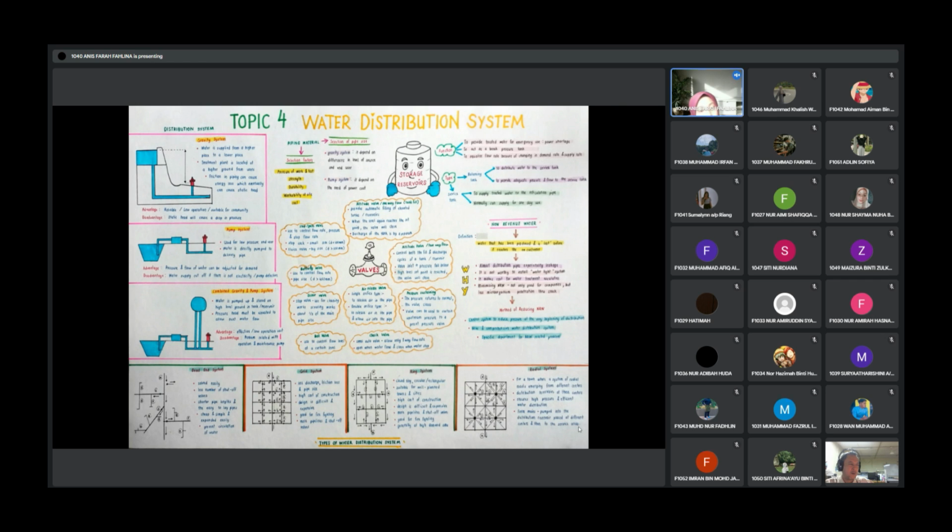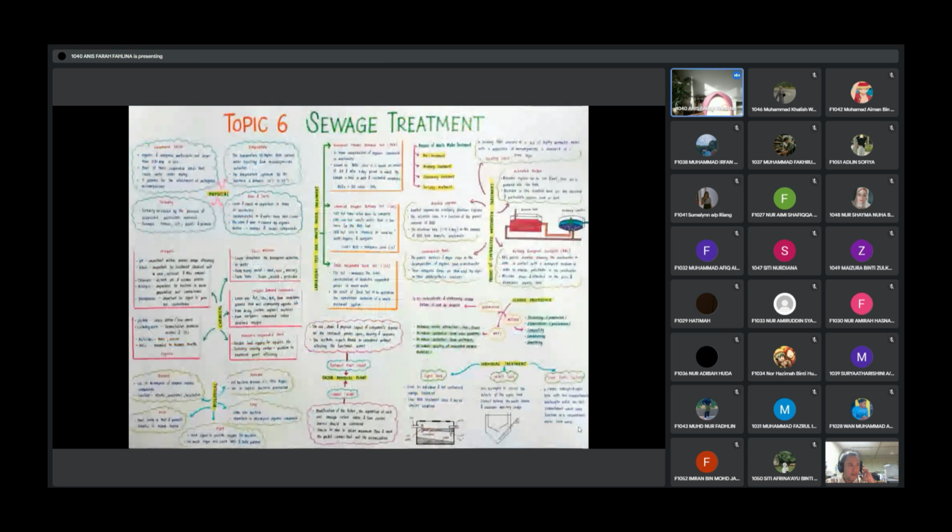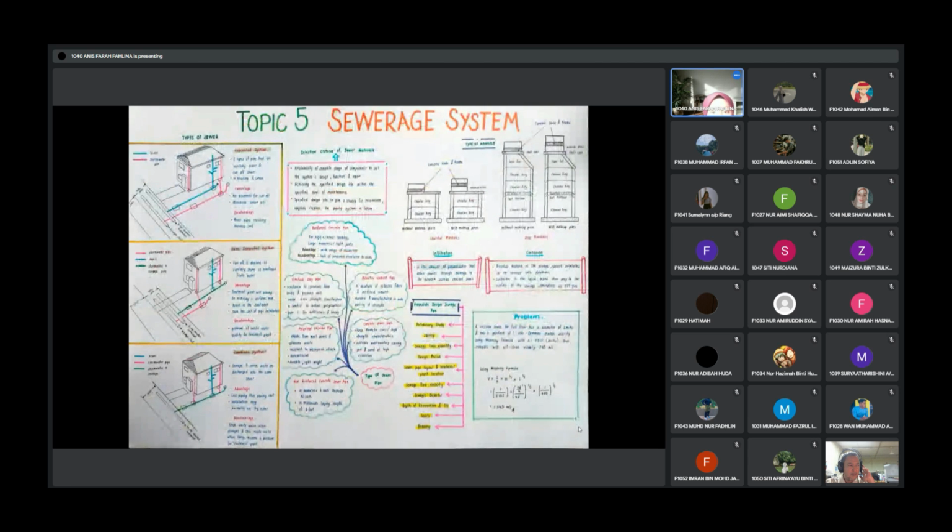Last subtopic in this chapter is non-revenue water, NRW, which are definition, why we have to deal with it, and methods to reduce NRW. And so next chapter is chapter 5, sewerage system. There are three types of sewer, which are separate system, semi-separate system, and combined system.